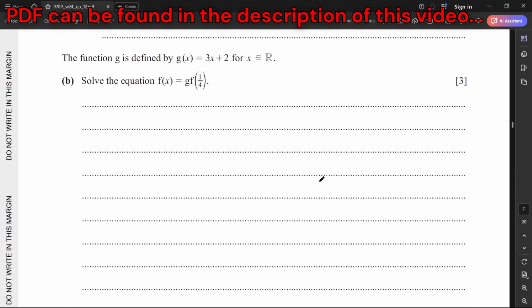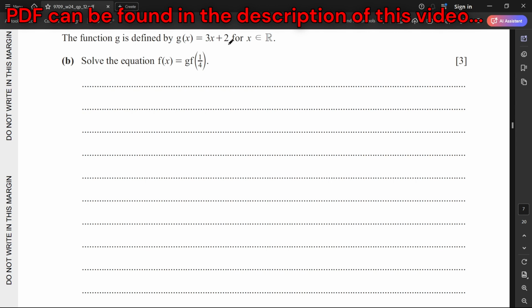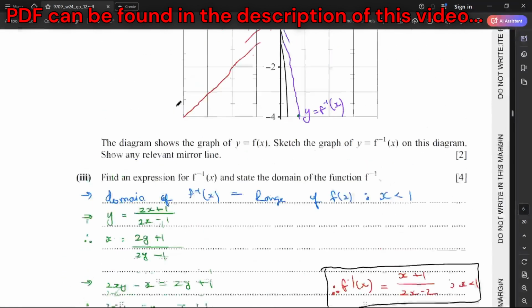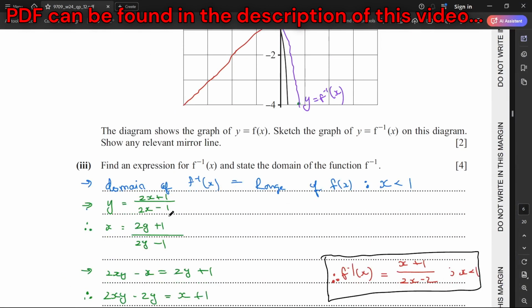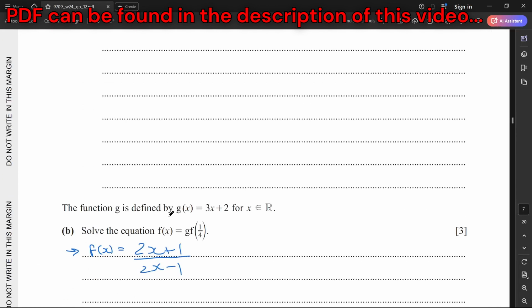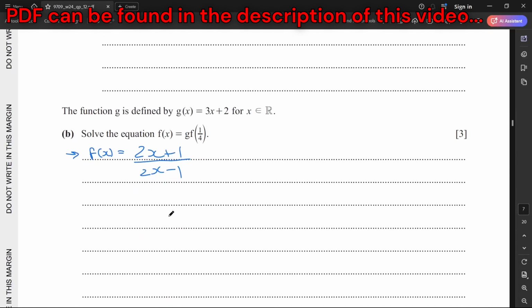Now, the function g is defined by g(x) = 3x + 2. And now we are asked to solve f(x) = g(f(1/4)). So we know that f(x) is equal to (2x + 1)/(2x - 1). I'll just compare it: (2x + 1)/(2x - 1), yes. Now, this is going to be equal to g(f(1/4)). So first of all, what is the value of f(1/4)?